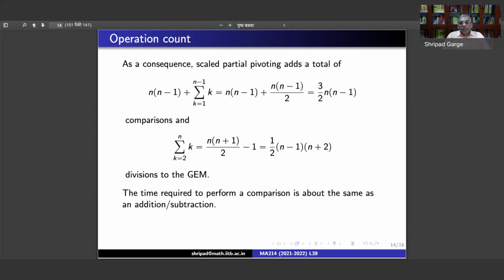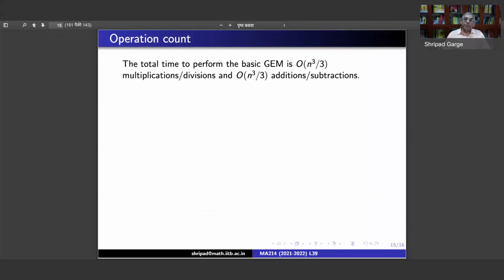The time required to perform a comparison is about the same, meaning you have to just do a subtraction and then notice whether you get a positive or a negative number. That's the only thing you have to do. So this is roughly considered to be the same as addition and subtraction, and therefore the comparison operations will be added to the addition and subtraction operations. So the total time to perform the basic Gaussian elimination method is big O of n cube by 3 multiplications and divisions, and again these many subtractions and additions.